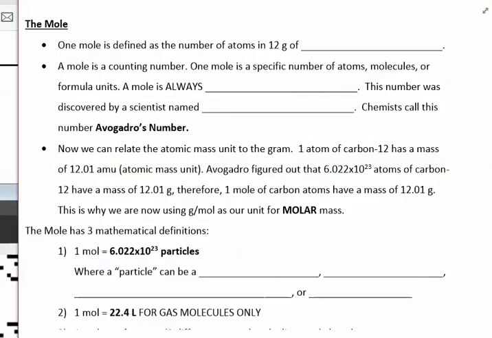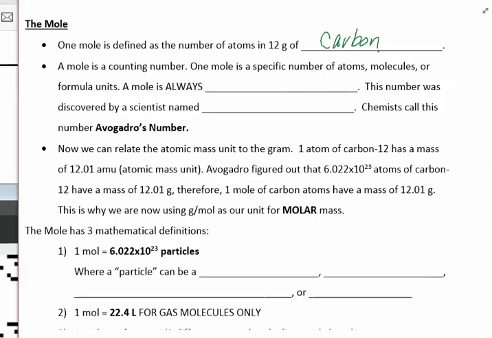So we're going to introduce here the idea of the mole. The mole is a quantity that we're going to use to help us describe some of the calculations that we're going to do. So 1 mole is defined as the number of atoms in 12 grams of carbon. This is how the scientist that discovered this was able to come up with the number, by using carbon. It is transferable to everything.